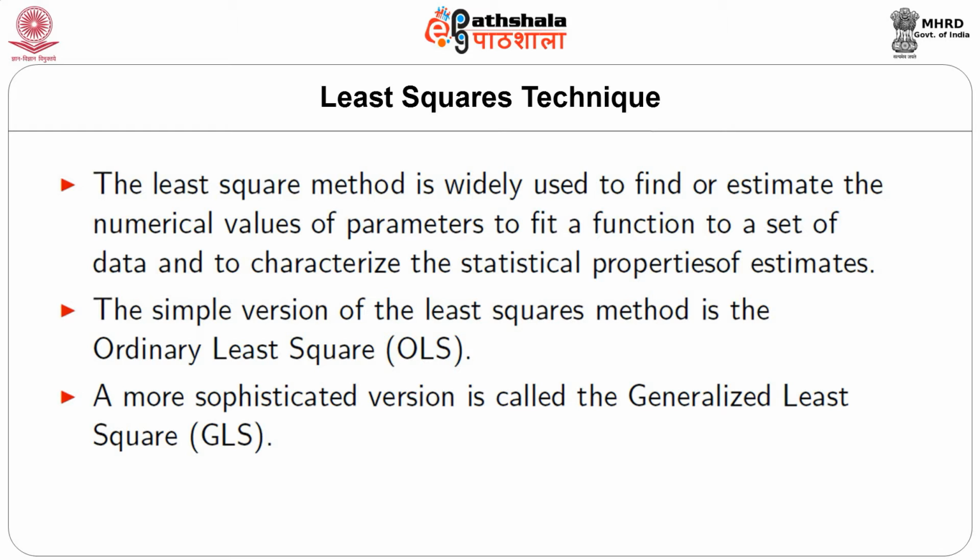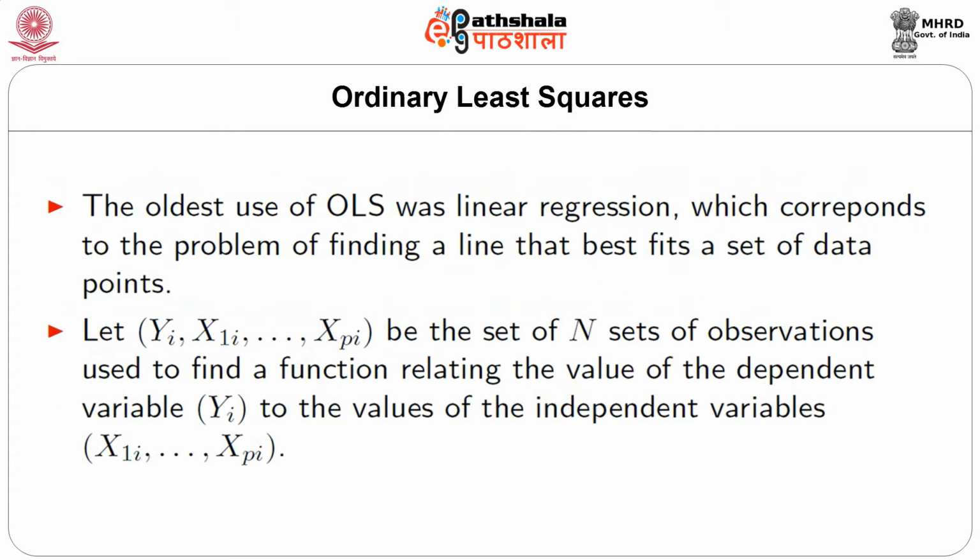A more sophisticated version of the least square method is the generalized least square method, which is typically used to estimate unknown parameters in linear regression setup when there is heteroscedasticity in the dataset or a certain degree of autocorrelation among the observation is noted. When the use of OLS and WLS or weighted least square is inefficient, we resort to the use of GLS or generalized least square in order to obtain the estimates of the parameters. The oldest use of OLS was in context of linear regression.